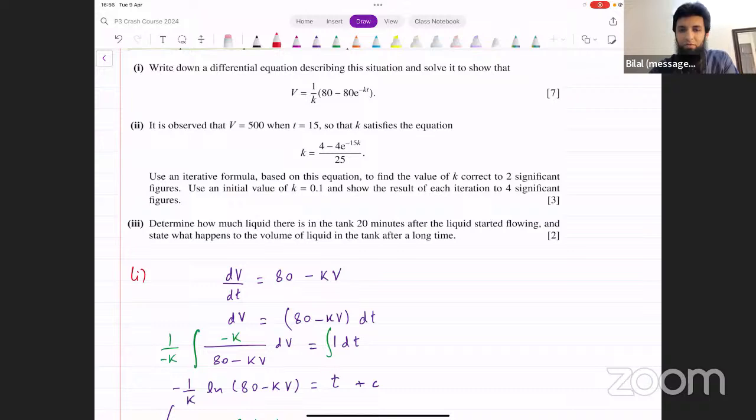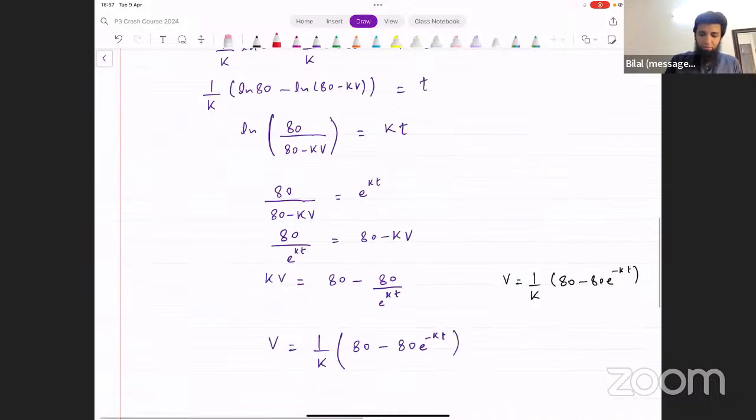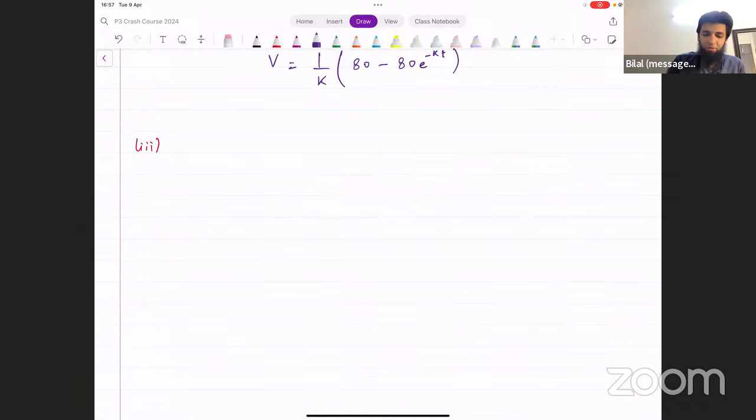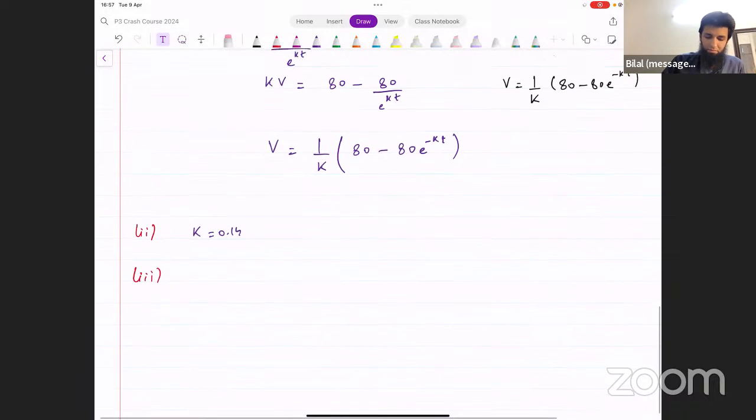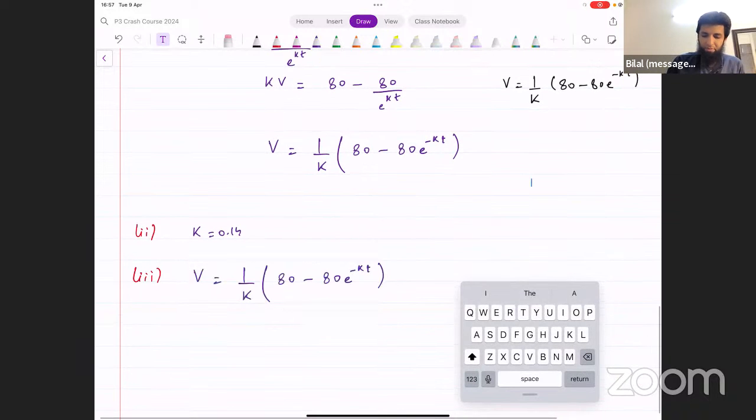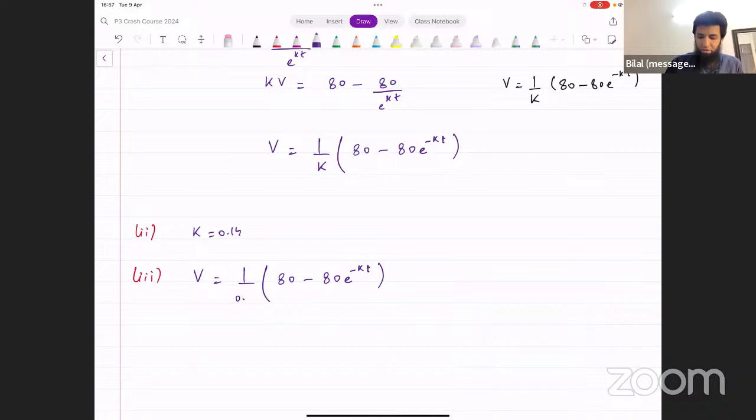Okay, so this was question number 27 from the worksheet. From the second part, when you use the iterative formula, you would get the value of k to be 0.14. So from the second part, the value of k would turn out to be 0.14. You'll just use iteration for that. Now the third part, you've got this differential equation. And now you know the value of k. The value of k is 0.14.